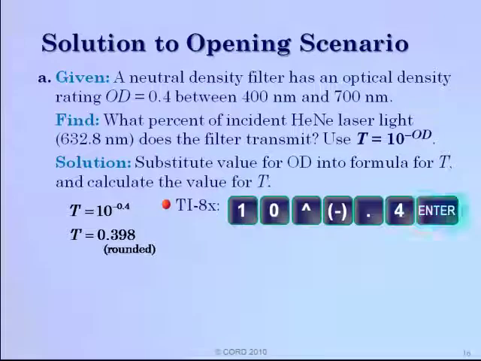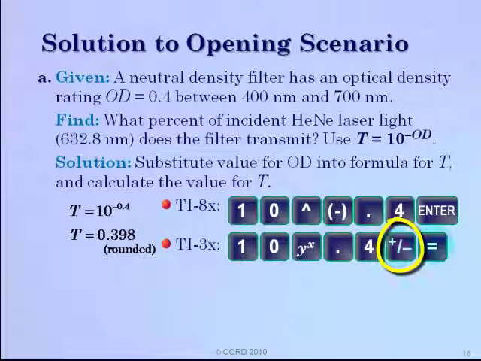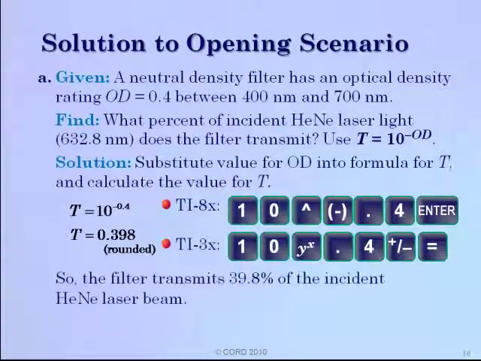If we do that on a TI-80 series calculator, it's 10 raised to the negative 0.4, and then press enter. On a TI-30 series, we have to go 10, and then y to the x power, and tell it what we want x to be. We want it to be 0.4, and then change the sign to negative, and then equals. So it's a little cumbersome dealing with the y to the x function. So the filter transmits 0.398, or about 39.8% of the incident laser beam.